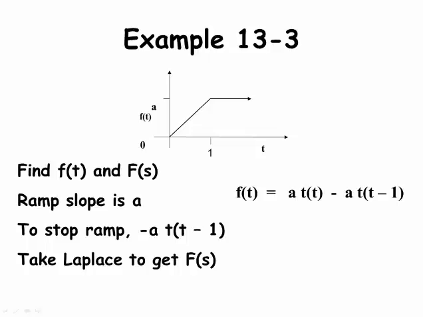The next change begins at time t equals 1. The ramp stops. Now this seems to be a tricky concept for many students. To stop a ramp, we need to subtract the initial ramp. That is done by writing minus a times t of t minus 1. The minus 1 is because the initial ramp stops at time t equals 1.